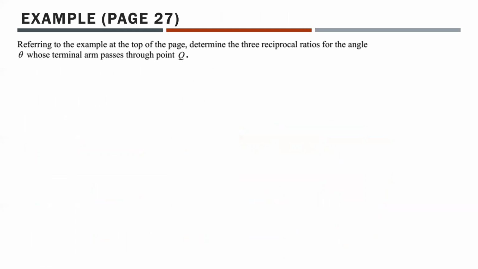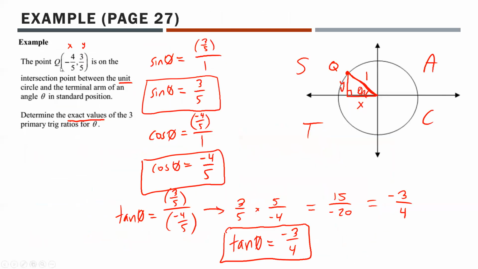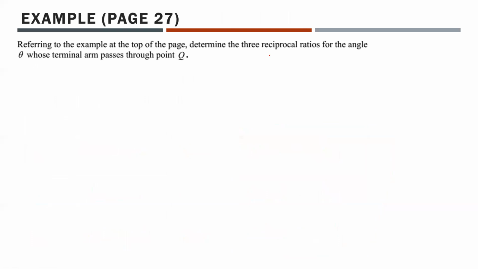Anyway, let's do a few examples. Referring to the example at the top of the page, I believe they're referring to this one. So we'll even write it again. Q is -4 over 5 and 3 over 5. Determine the 3 reciprocal ratios for an angle theta whose terminal arm passes through the point Q. Well, here's what's nice. If we go back and look at our sine, cos, and tan answers, we can just take the reciprocal of all of those for our cosecant, secant, and cotangent.